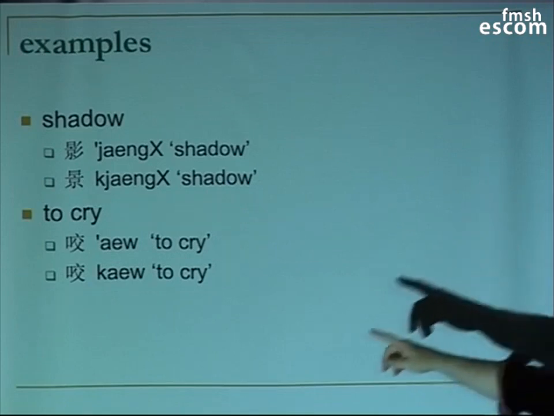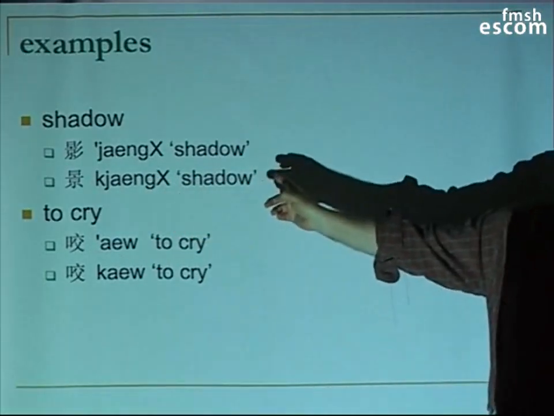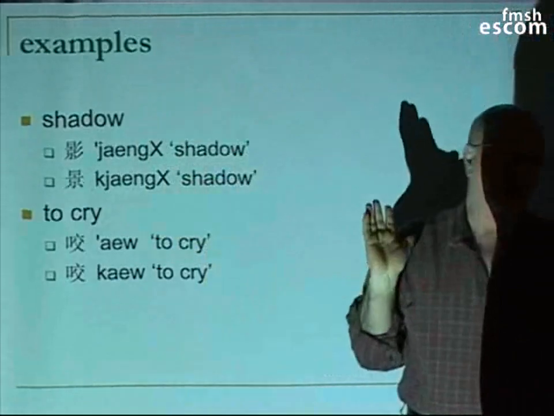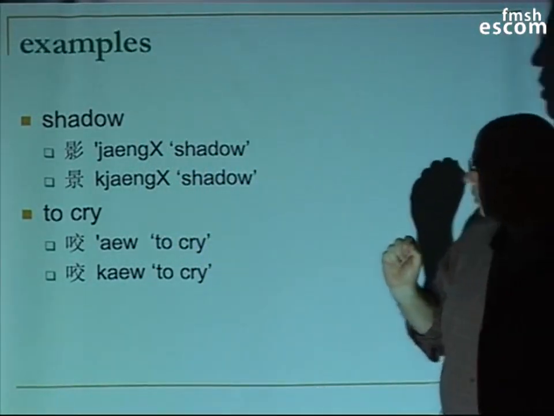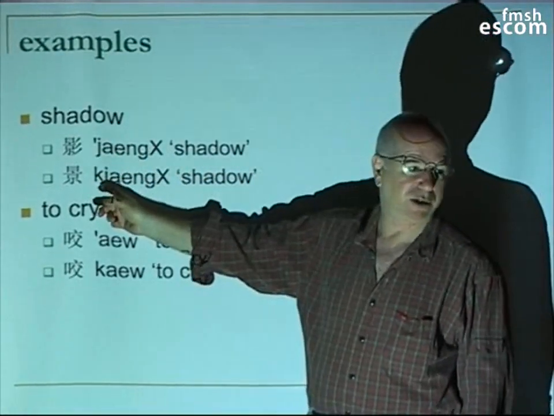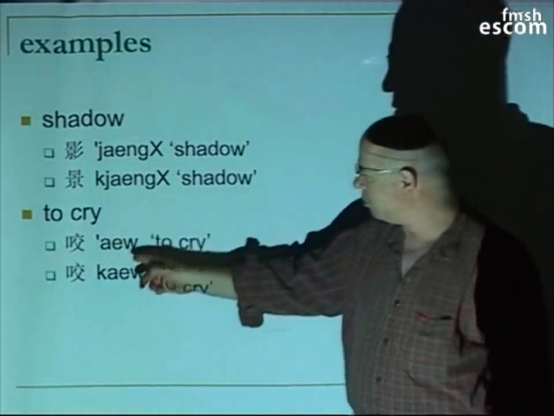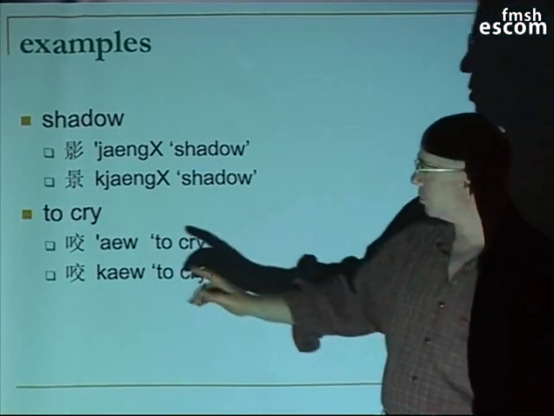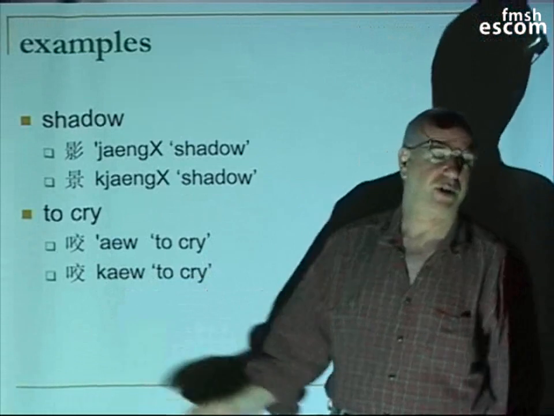Shadow. Ying. Jing. Middle Chinese glottal stop, Middle Chinese K. How do you account for that? If you reconstruct a Q here, then how do you explain the K here? To cry, two readings, one L, glottal stop, one K-O, K. If you reconstruct a glottal stop here, as Pan does, then how do you account for this K here?